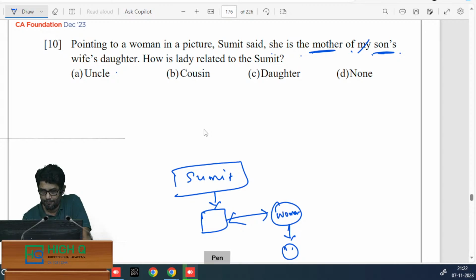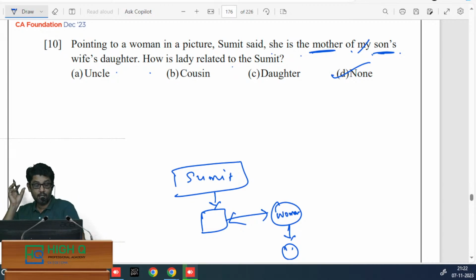Actually, what we are getting? Daughter. How is she related to Sumit? Yes, daughter-in-law.